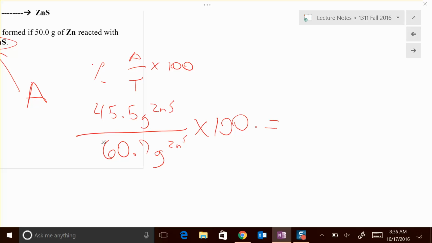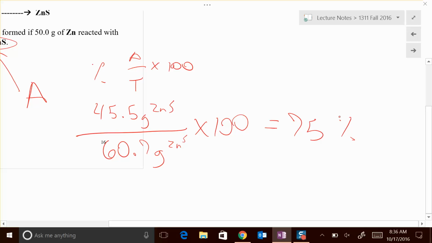I got that from earlier, when we had done this question to find the theoretical yield. That's where I found it. That's how much zinc sulfide we calculated to be produced. This is how much was actually produced according to this question. So what's my percent yield?